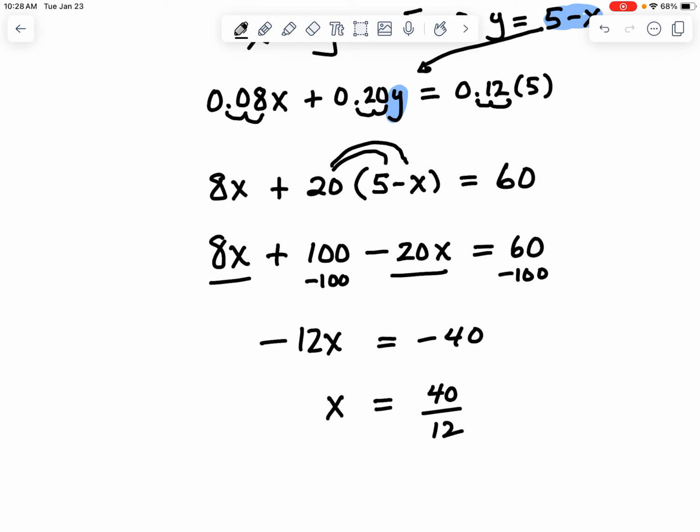So we get 40 divided by 12. So what is 40 divided by 12? Well, I'm just going to ask my calculator, and it says that it is 3.333, and then I'll put L for liters.